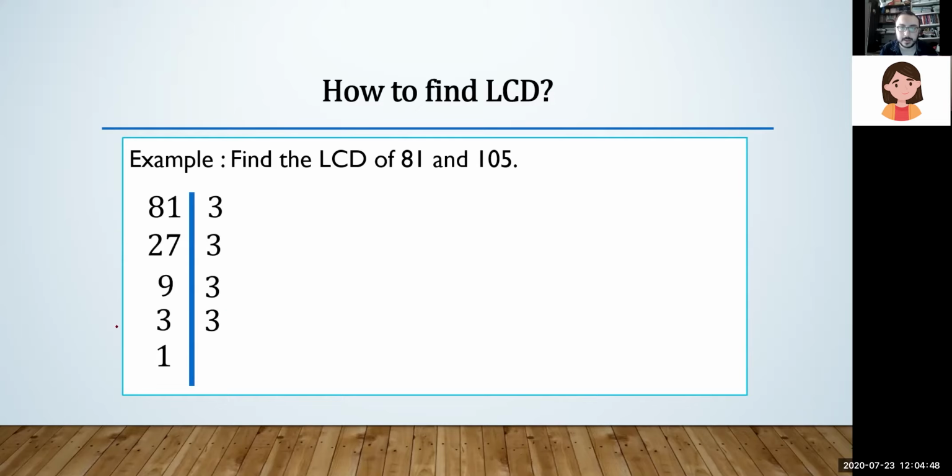Leave this one aside. Maintenant, now for 105. 105 divided by 3 is 35. We can divide 35 by 5. 5 is a prime number. We obtain 7. And 7 we can divide it by.